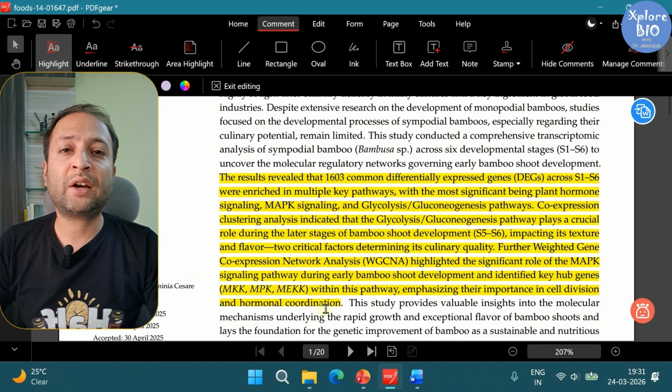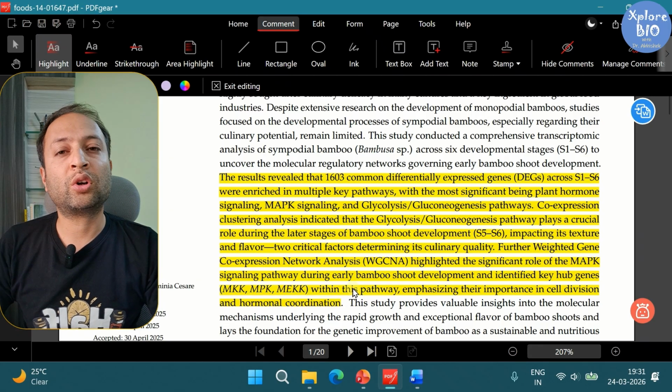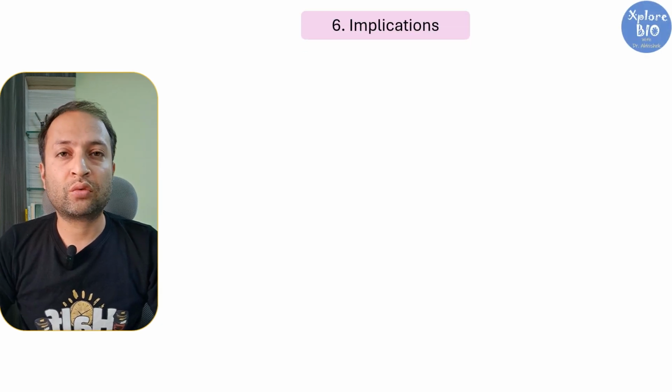Then about co-expression network analysis, which identified key genes in the cell division and hormonal coordination. Now, based on the study and the method used, the findings are general and broad. Finally, the concluding line wraps up the abstract as implication of the work.